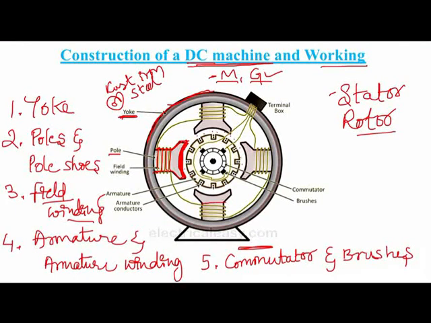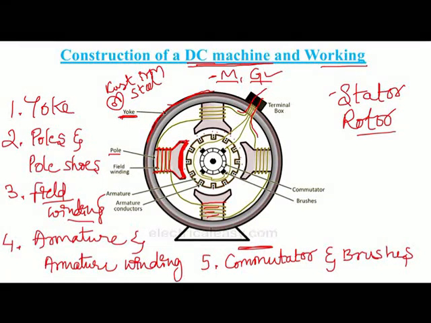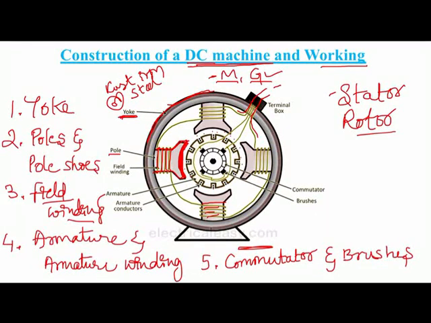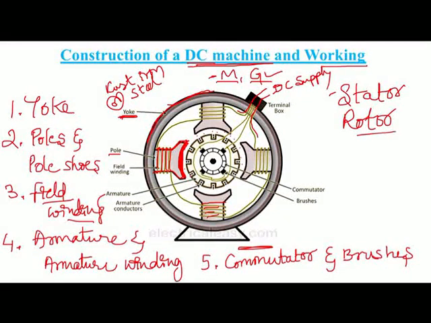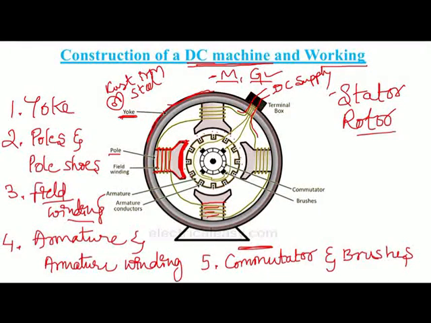So whenever we pass the current through this winding, you can observe here that all the terminals are brought to this terminal box. For the field winding we need to give a separate supply, that is DC supply. Whenever we pass the current through this field winding, the poles get excited and the magnetic field is produced inside the DC machine. So we need to use a separate supply for the field winding of the DC machine.